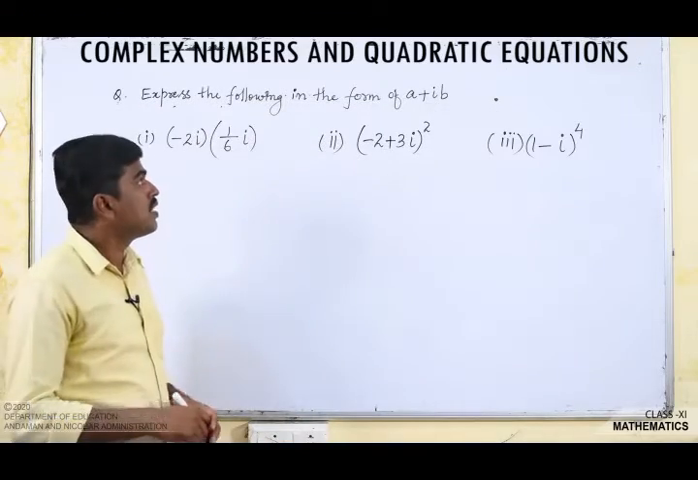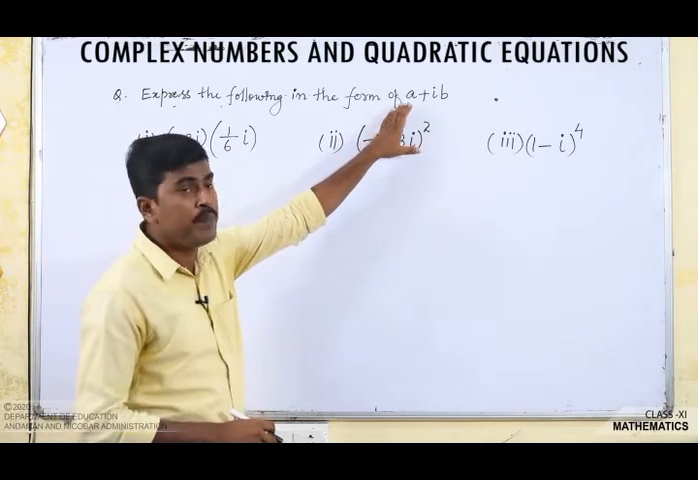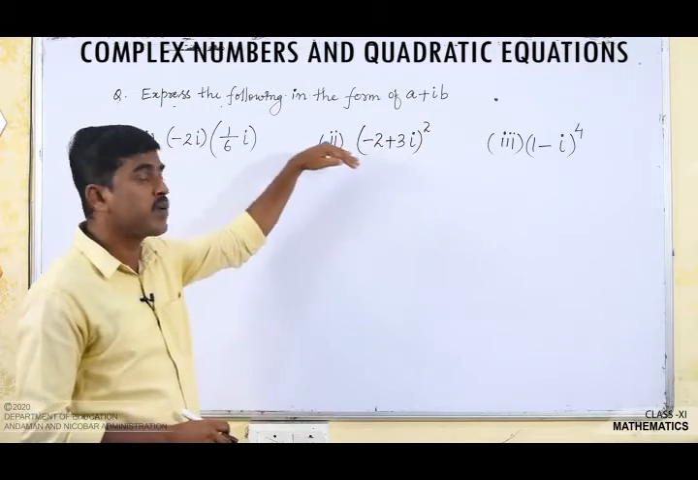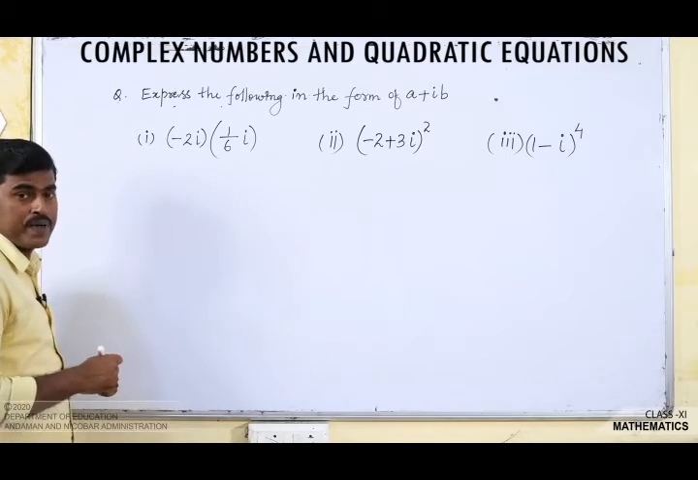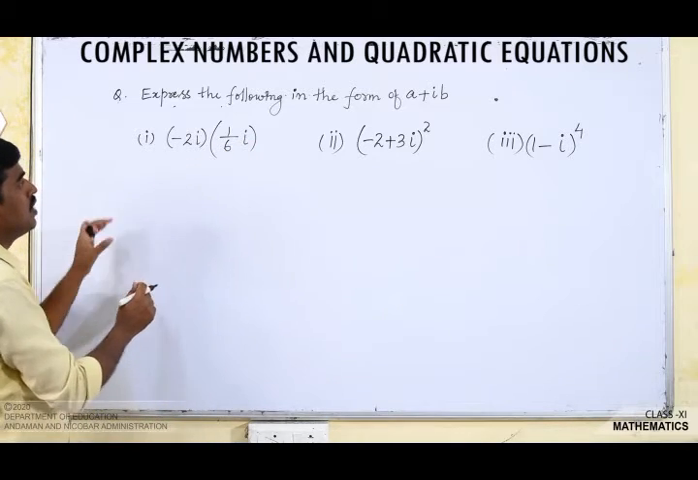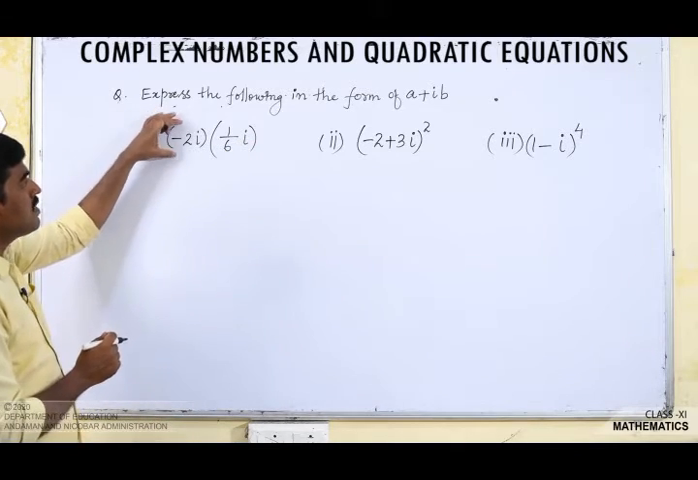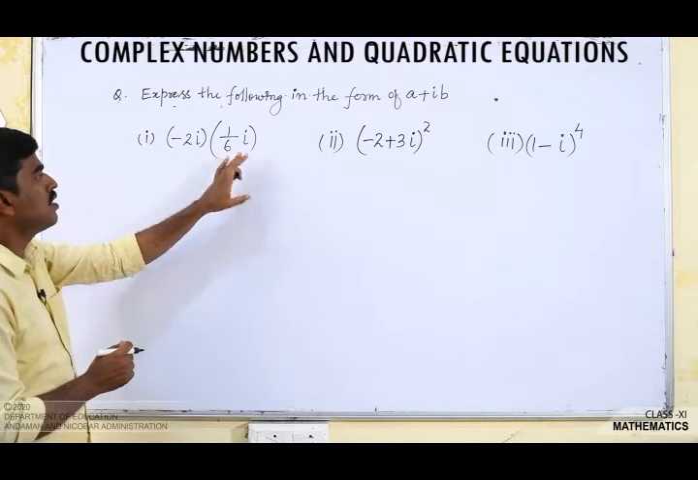Now let us see the next question. In this question, express the following in the form of a + ib. That means we have to express the complex numbers in the standard form. So let us see how to express these complex numbers in the standard form, that is in the form of a + ib. The first one is −2i into 1/(6i).